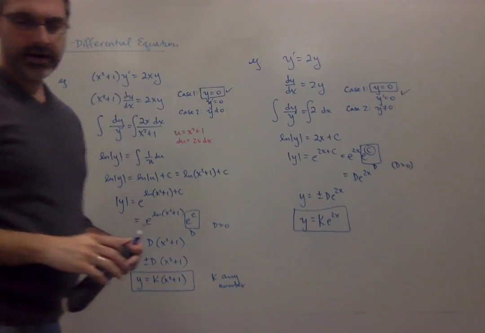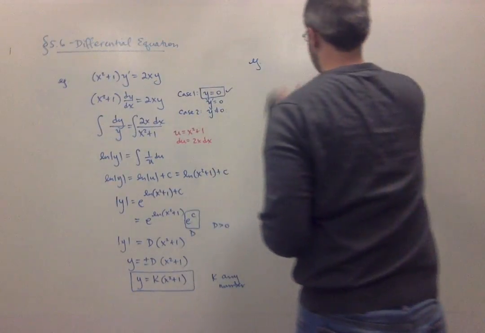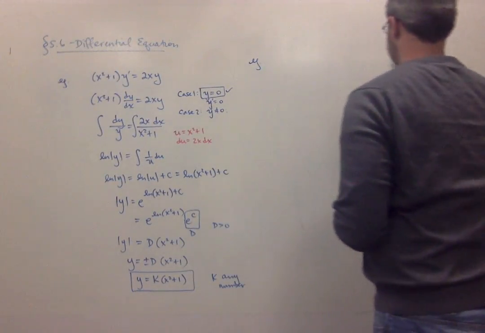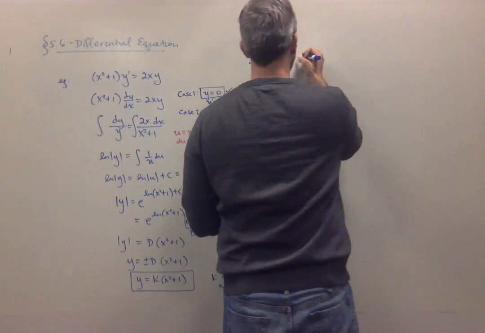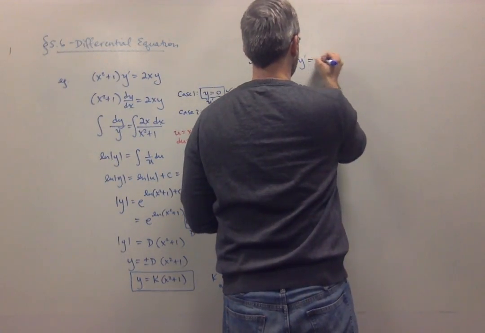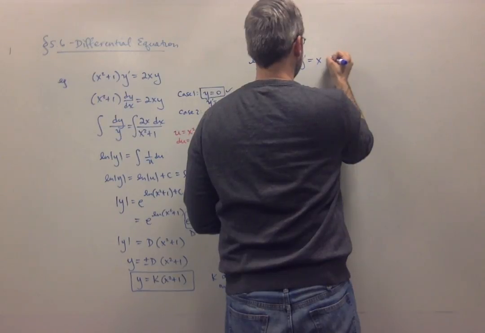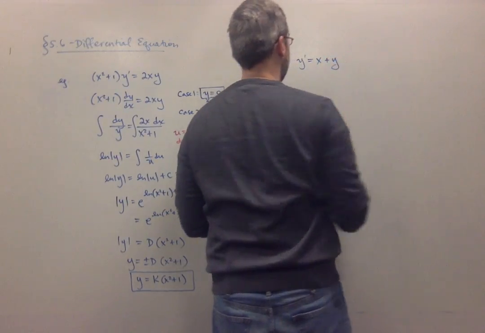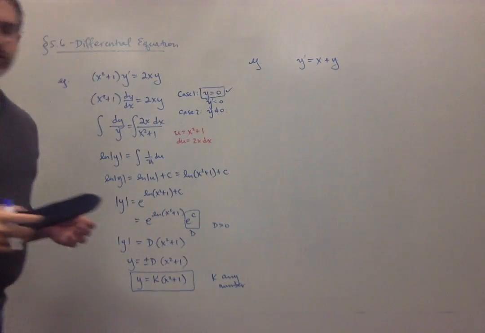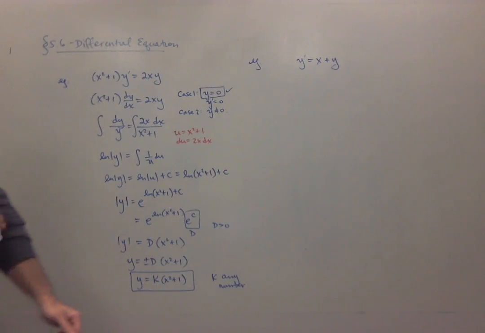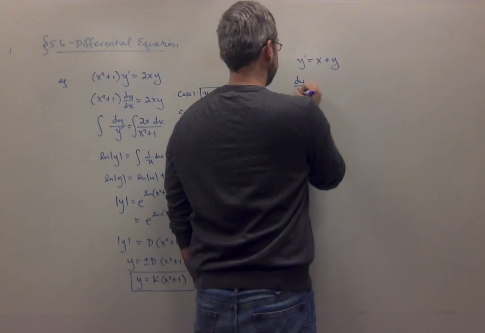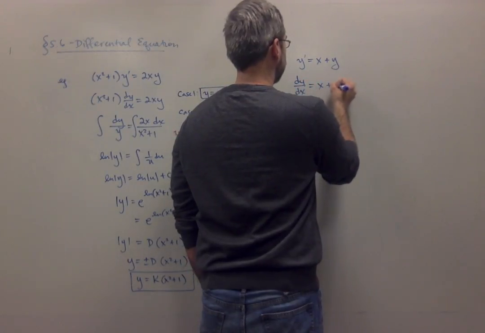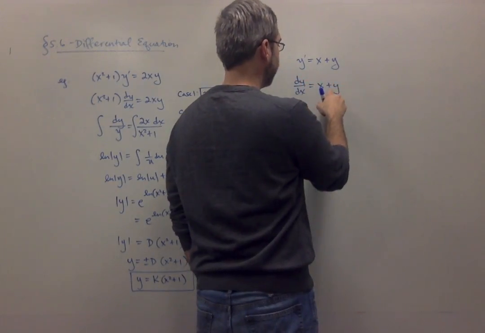Now I promised to give you at least just one example of something that's not separable. So let me just give you a very simple example. Let's do y prime equals x plus y. This is actually not a separable differential equation. So if you try separating it, if you put dy over dx equals x plus y, you might think, well, let's add the y over here.